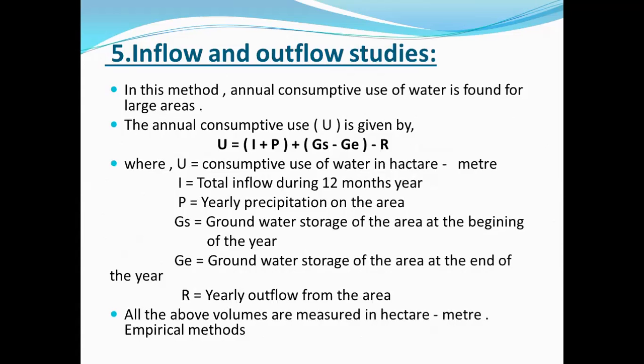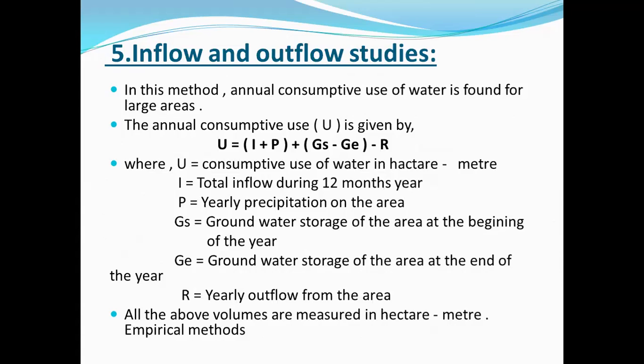I is the total inflow during 12 months of the year. P is the yearly precipitation on the area. Gs is the groundwater storage of the area at the beginning of the year, and Ge is the groundwater storage of the area at the end of the year. Gs denotes starting and Ge denotes ending. R is the yearly outflow from the area. All the above volumes are measured in hectare-meters.